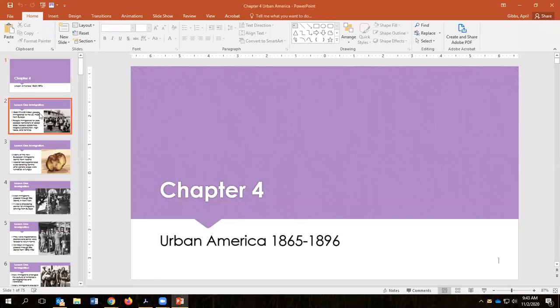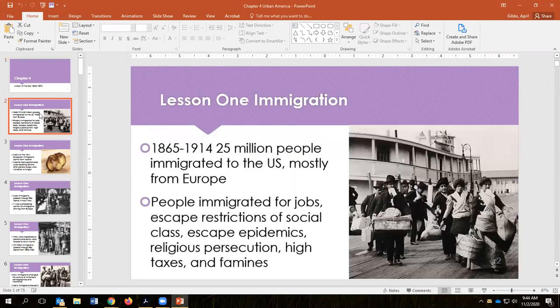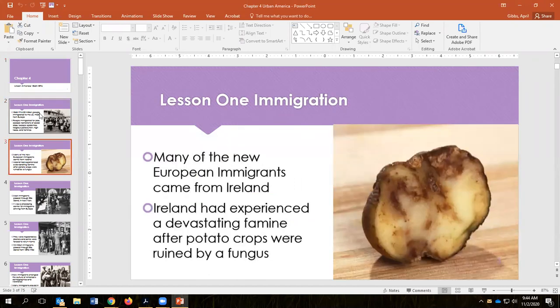All right, so lesson 1 is all about immigration. So from 1865 to 1914, 25 million people immigrated to the United States, mostly from Europe. People immigrated for jobs, escape restrictions of the social class, escape epidemics, religious persecution, high taxes, and famines. Many of the new European immigrants came from Ireland. Ireland had experienced a devastating famine after potato crops were ruined by a fungus.